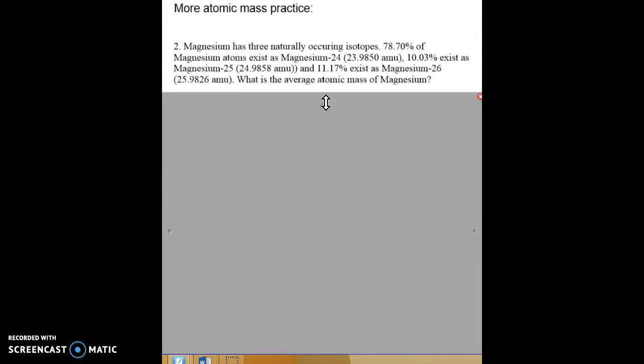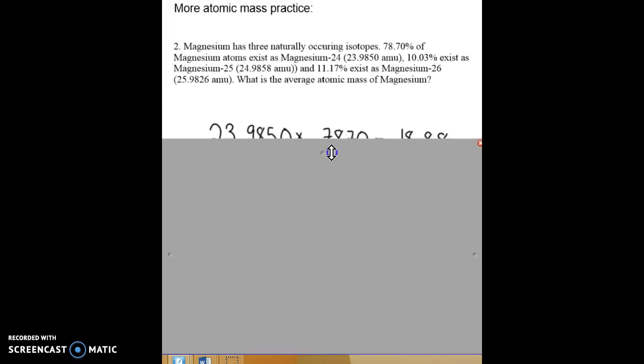Let's try another one. Here's the information about magnesium. If magnesium has 3 naturally occurring isotopes, there's the information for all of them. And we need to find the average atomic mass of magnesium. You can start to make an estimation. Most of my atoms in this sample, almost 79%, exist as magnesium-24, and there's its mass, 23.9850. So I think my answer is going to end up close to that. Closer than to the other 2 isotopes. Let's give it a try.